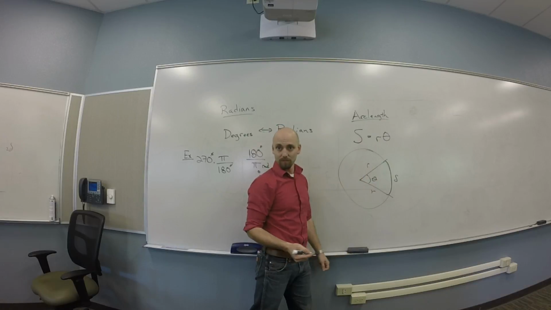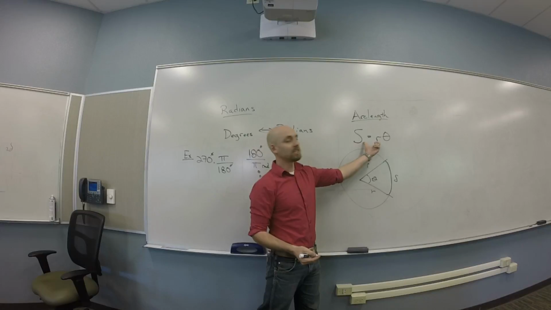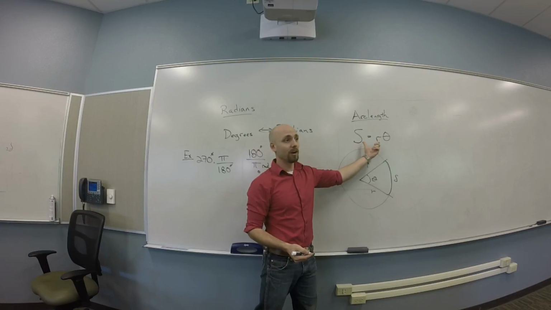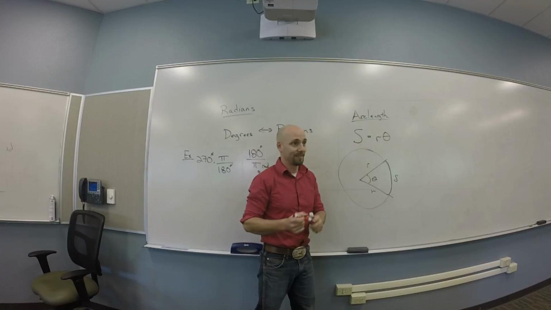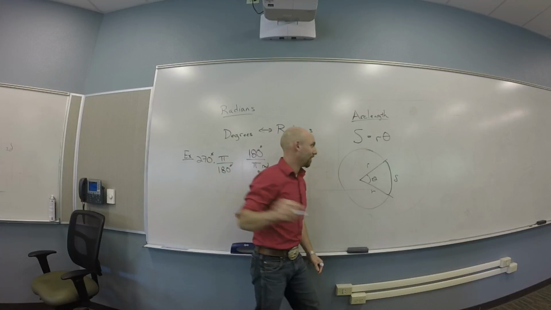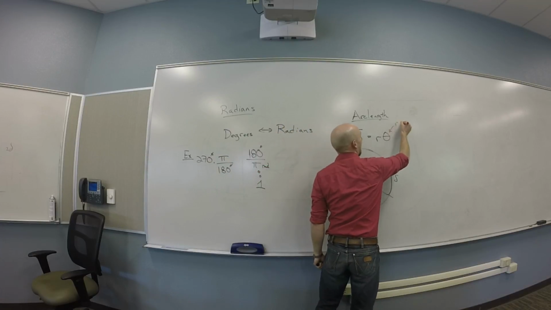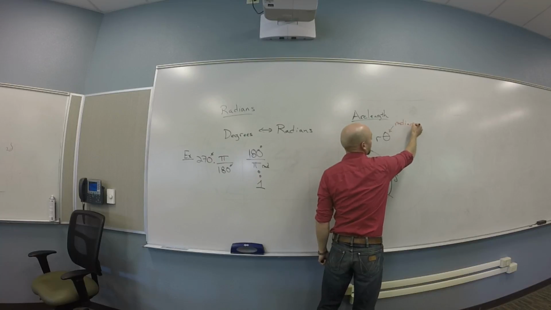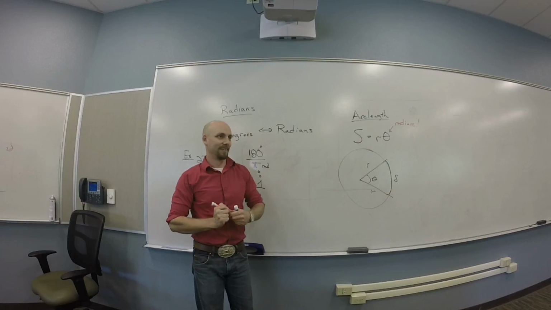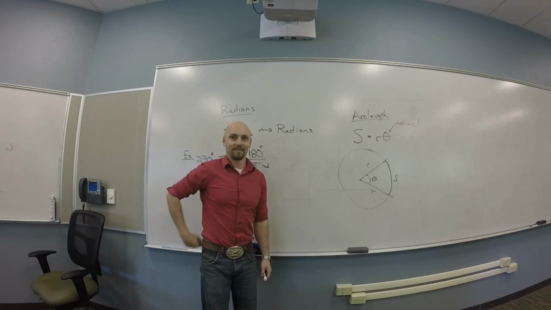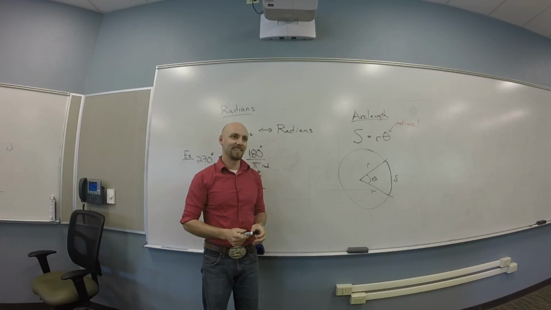Cool? So this is a nice, useful formula for figuring out arc length, but what's its limitation that you all need to remember? It has to be radians. Yeah, this thing has to be in radians. If it's in degrees, it doesn't work. Yeah, I tried that on the first trigonometry test. It didn't work. Lots of you did.